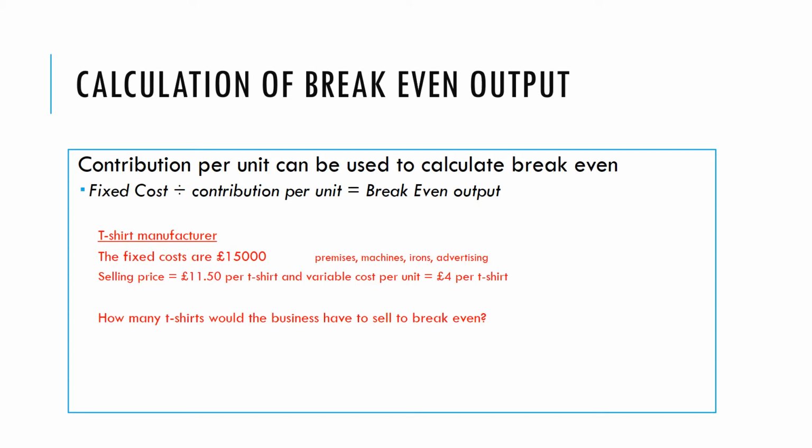Let's imagine that we ran a t-shirt manufacturing business and the fixed costs for our business were £15,000. The cost of the premises, the machines, the irons, doing a bit of marketing, that kind of stuff. And we're going to sell our t-shirts for a very reasonable £11.50, and the variable cost per unit is £4 per t-shirt.